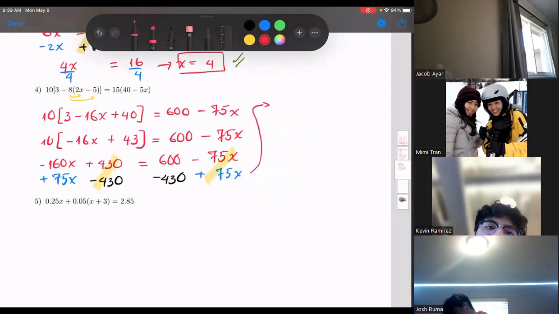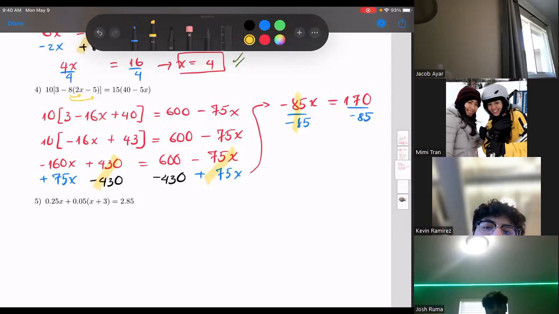What is negative 16 plus 75? Negative 85x equals 170. Divide both sides by negative 85. What is x equal to? Negative 2.